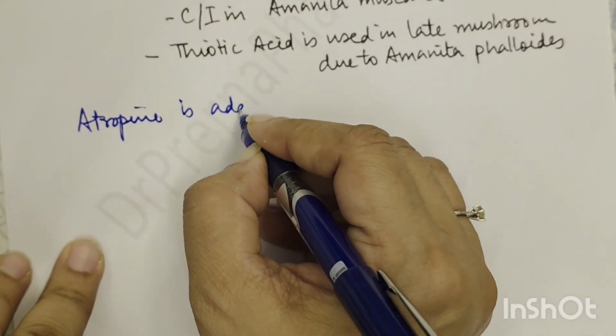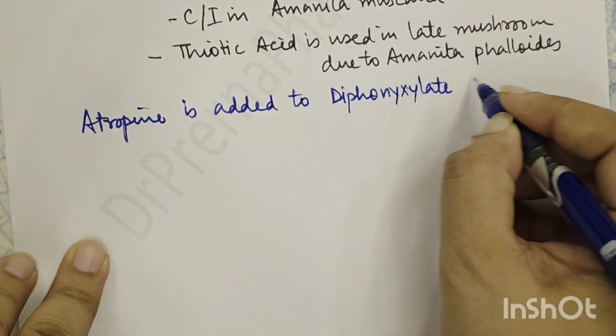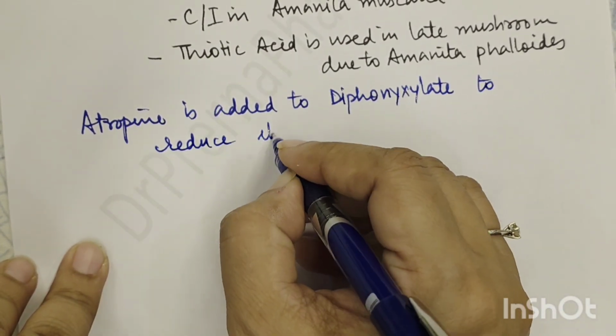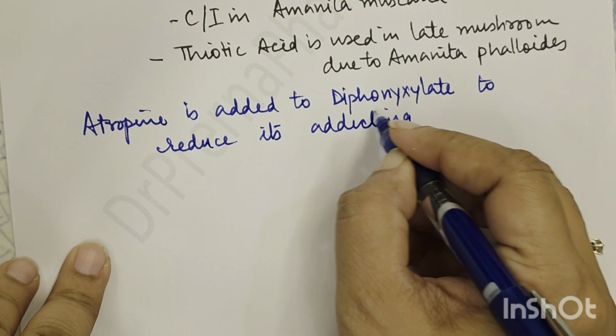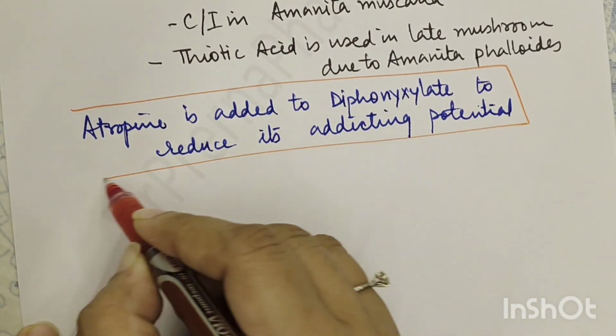Okay. Now a few more important points. Atropine is added to diphenoxylate to reduce its addicting potential. This came as a very important question also I think in NEET 2024, right?